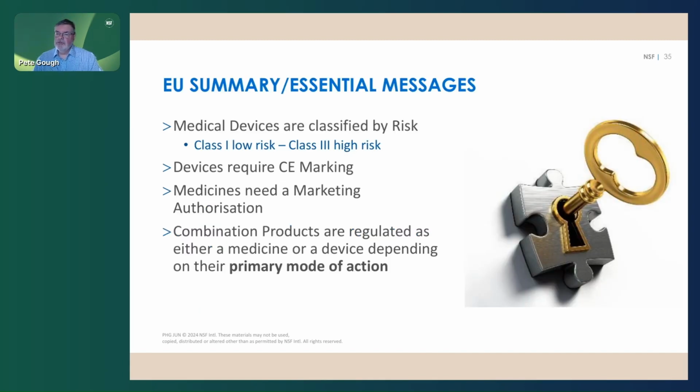So to summarize this brief introduction to combination products in the EU, medical devices are classified by risk, class 1 being the lowest risk, class 3 being the highest risk. Devices are required to have CE marking. Medicines require a marketing authorization to commercialize, and combination products are regulated as either a medicine or a device, depending on their primary mode of action.